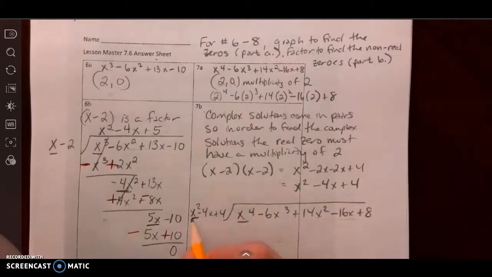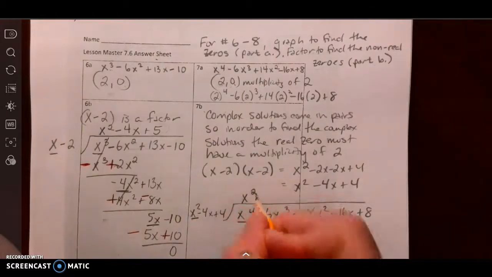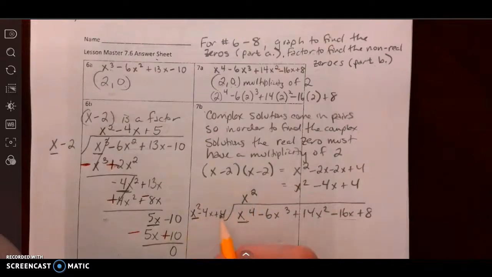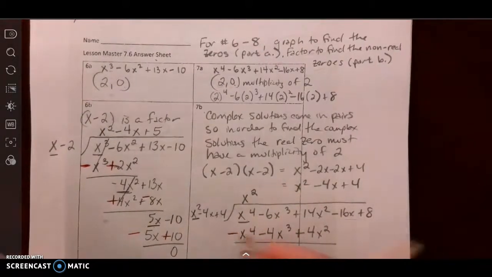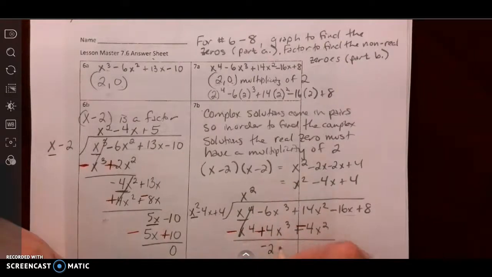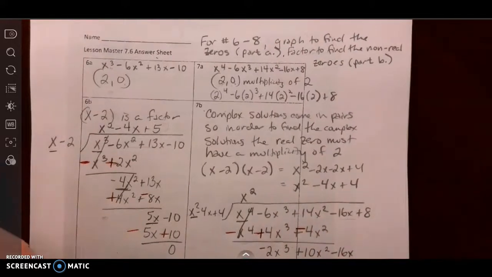X to the 4th divided by x squared is x squared. Multiply this by this trinomial, I get x to the 4th minus 4x cubed plus 4x squared. Going to subtract. So I'm going to change all my signs. I get negative 2x cubed plus 10x squared. Carry down the minus 16x.